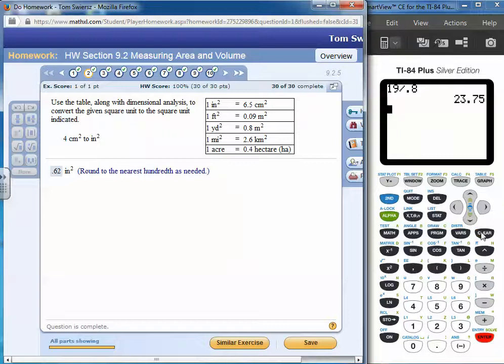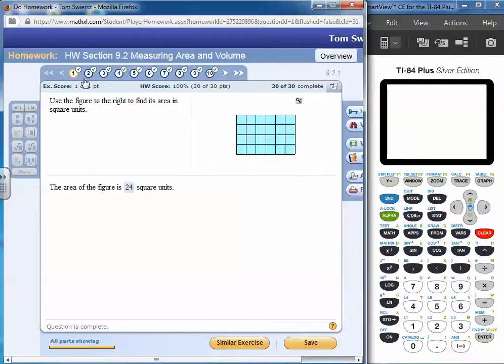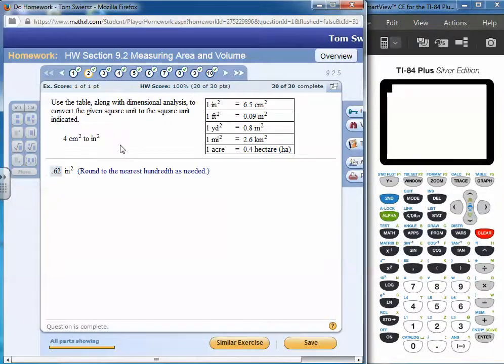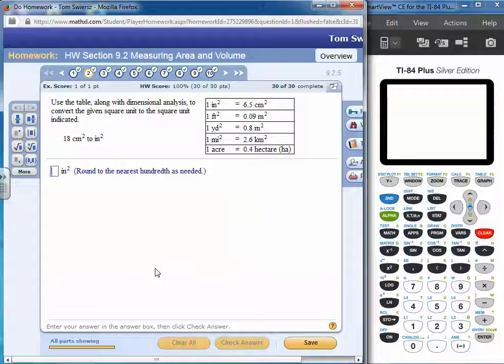Okay, somehow I think we did do number 1. Number 2, I guess we skipped. So let's go ahead and do that one. Number 2 is 18 square centimeters to square inches. Sorry, I skipped over number 2 somehow.